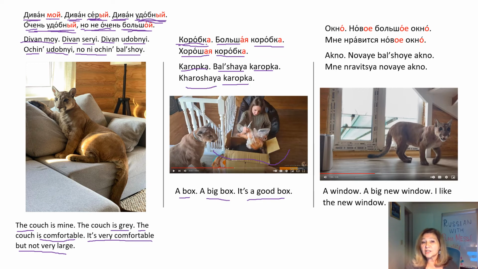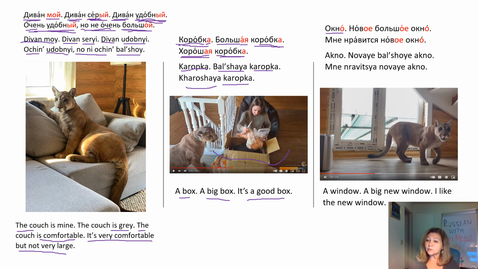Коробка, a noun, ends on a vowel, a. And here are the endings of the adjective. Большая, ая, большая коробка, хорошая коробка. And I told you that out of all the words that we've been using so far in our lessons, we've run into only two gender-neutral words. One is окно, a window, and another one was море, sea, Black Sea, черное море.